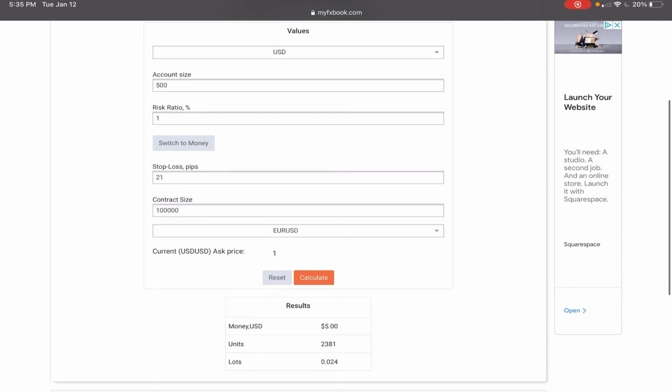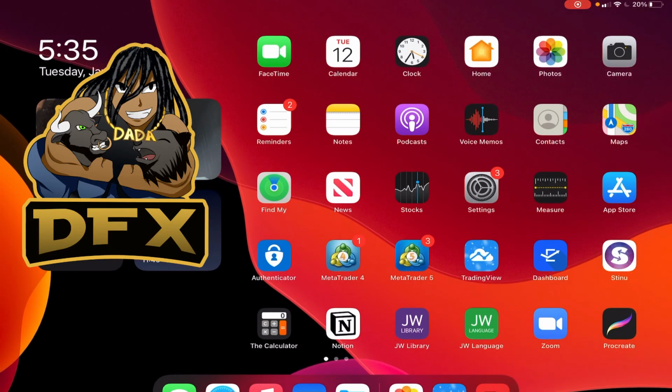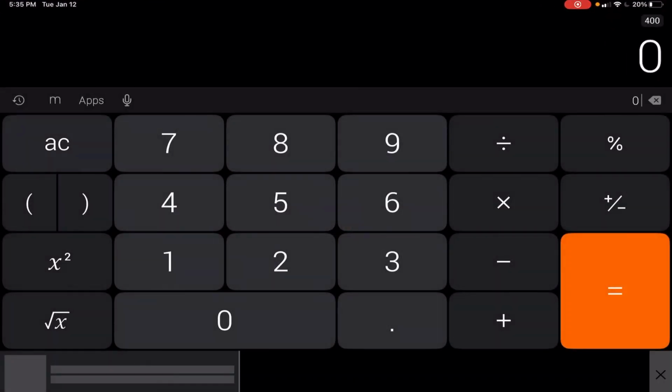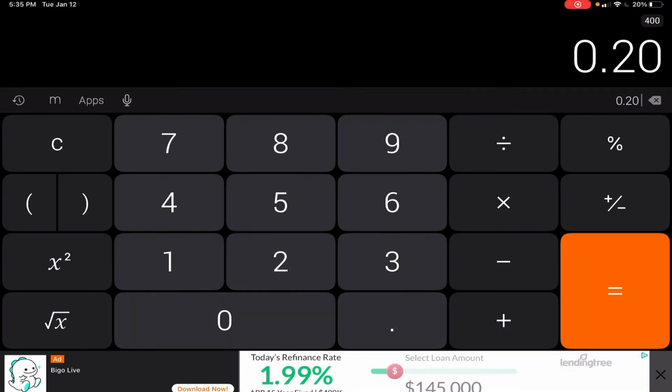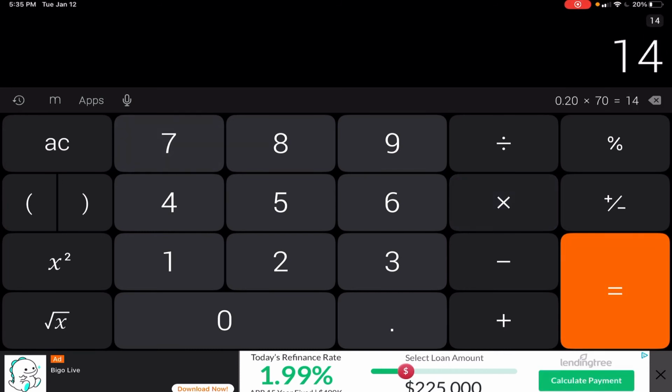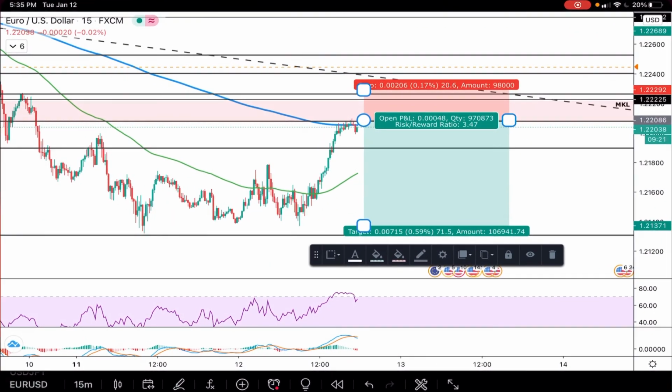You're gonna be basically doing a 20 cent lot. 20 cent times 70 pips is $14, which doesn't seem like much, but if you're doing 10 cycle trades, or 10 trade cycle, as I like to call it, you're literally doing like this.